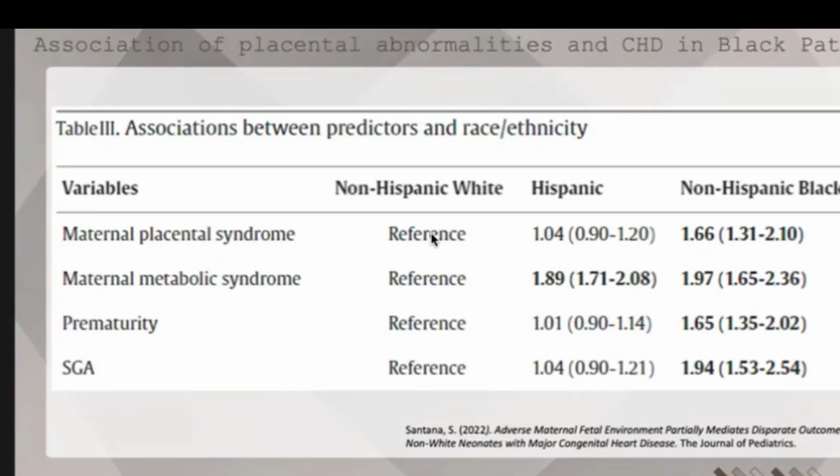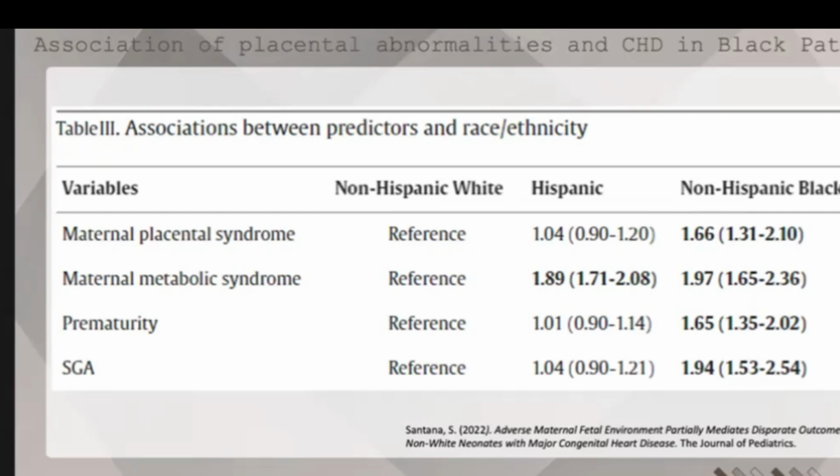And so what we found was that in the Black patients that had a severe CHD subtype, there was incidence of maternal placental and metabolic syndrome with a higher incidence of CHD. They also found that the non-Hispanic Blacks that had CHD were also small for gestational age, which is SGA, and they also had a higher incidence of prematurity.